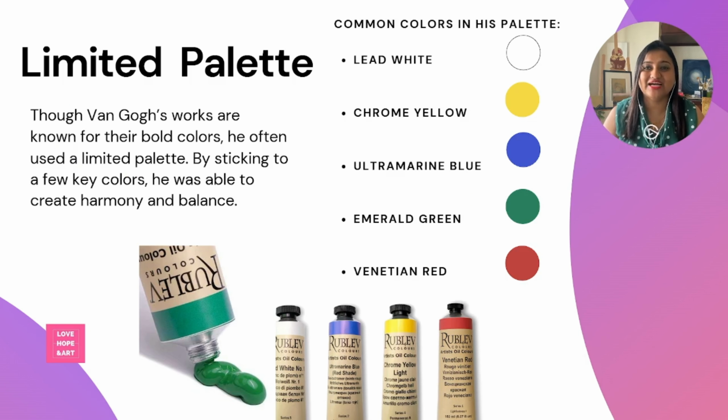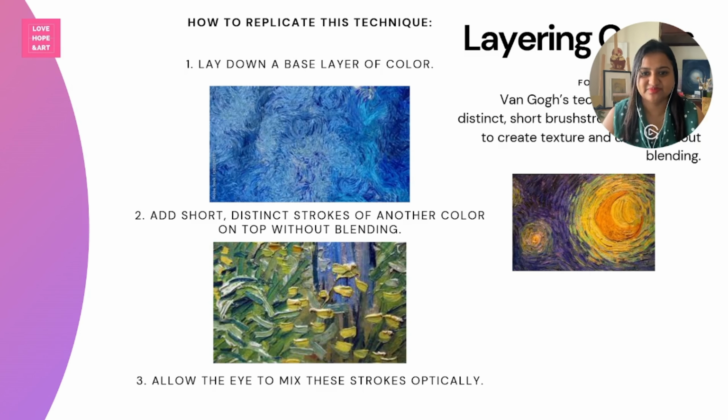Going on to the colors that he used, Van Gogh's works are known for their bold colors. He often used a limited palette, sticking to a few key colors, and was able to create harmony and balance. The most common colors that he used were lead white, chrome yellow, ultramarine blue, emerald green, and Venetian red. He used oil colors for his paintings.